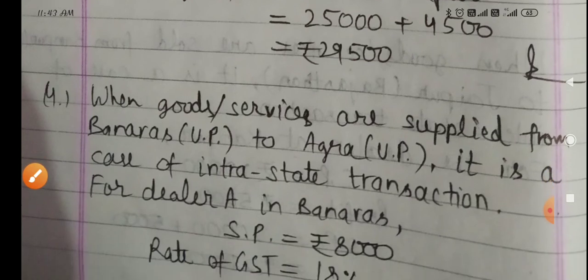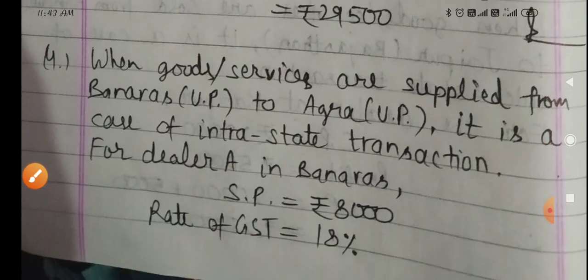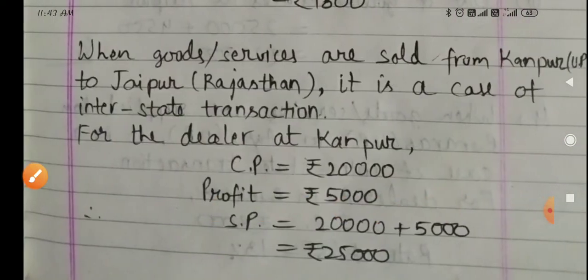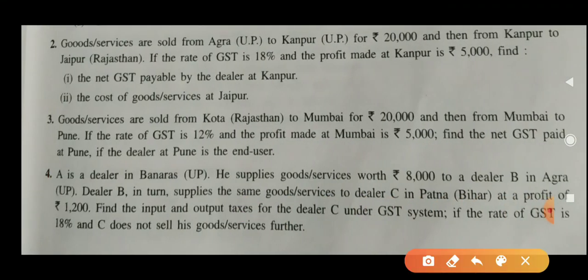One more question you can see. Question number 4. First I will read the question. A dealer A is a dealer in Banaras, UP. He supplies goods and services worth rupees 8,000 to a dealer B in Agra. Again UP to UP, Banaras to Agra, UP to UP transaction. Intrastate transaction is there.